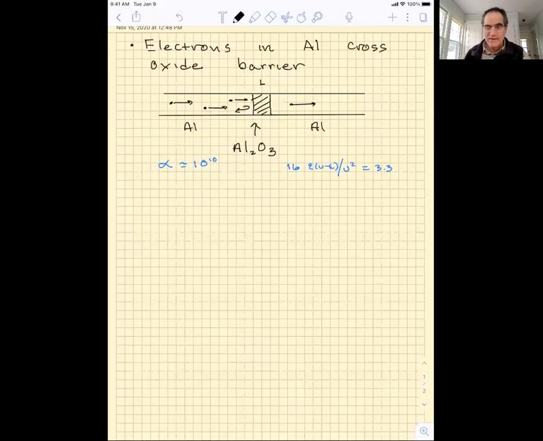Ready? Now let's evaluate some transmission probabilities for different values of L. I'm going to make a table here. For different values of L, we'll compute first alpha times L, and then the transmission probability. And finally, we'll predict a current based on a couple of assumptions. You'll see in one moment.